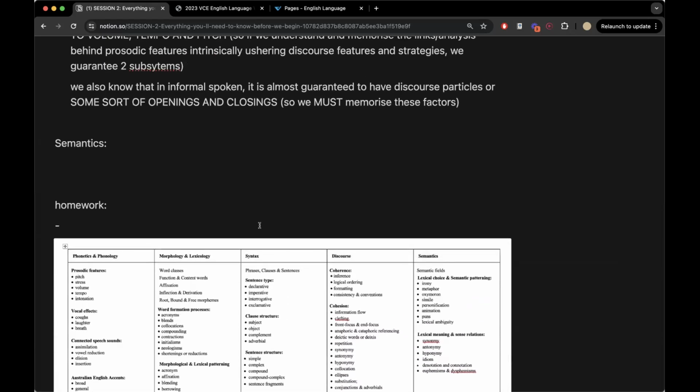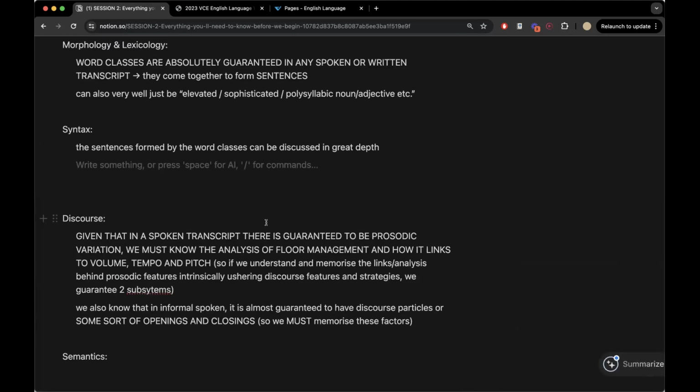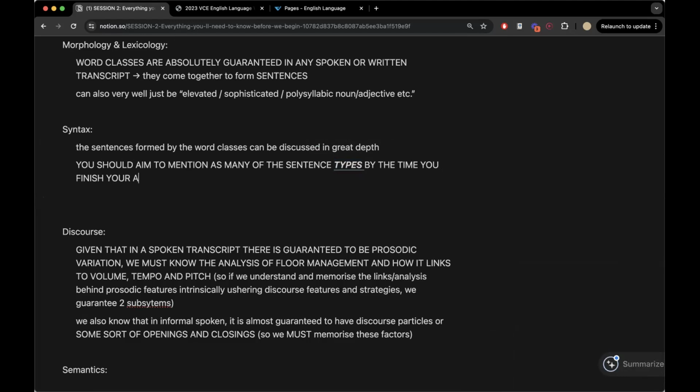If there are all four sentence types, you should mention all four sentence types by the time you get to the end of your AC, right? You should aim to mention as many of the sentence types. Remember, sentence type is different to structure, by the time you finish your AC.